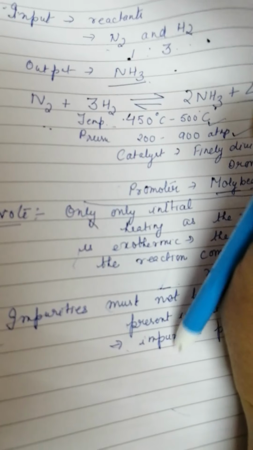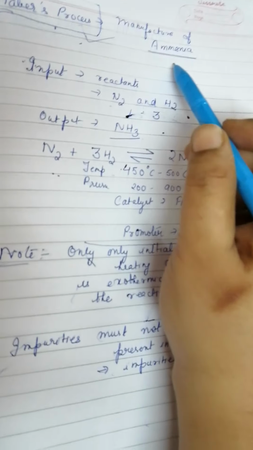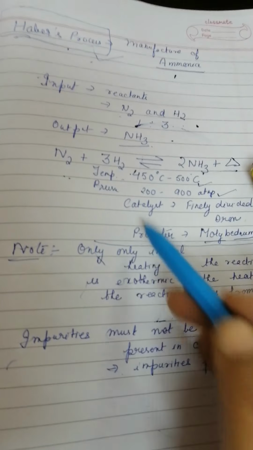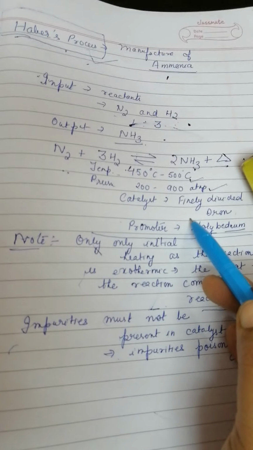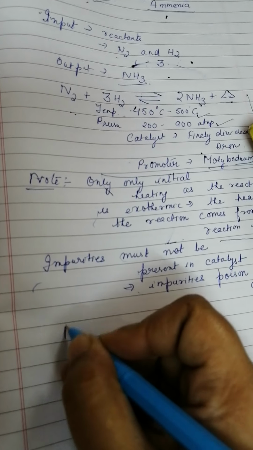So this is Haber's process. You know what the purpose of Haber's process is? It is the manufacturing of ammonia, that is large scale production of ammonia. And if you remember this reaction along with the proper conditions, your Haber's process is done. Now we come on to the physical properties of ammonia.